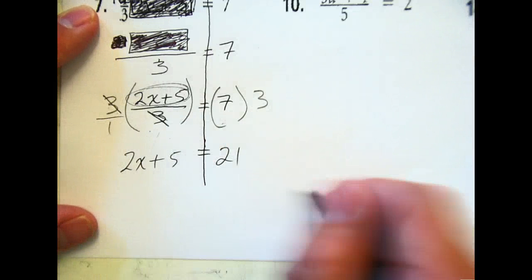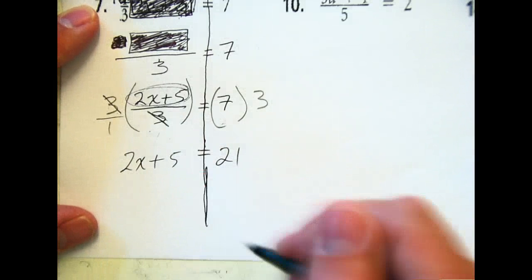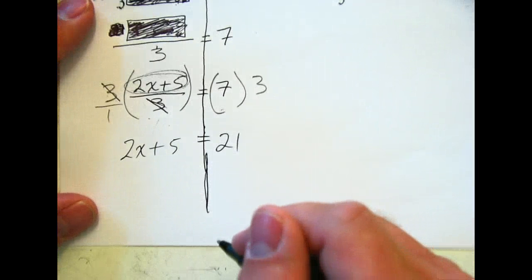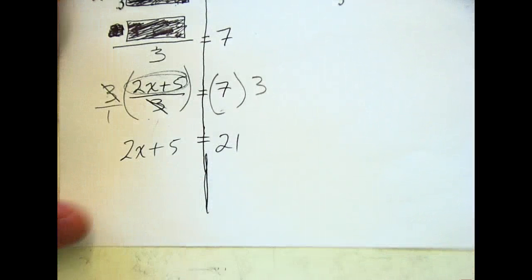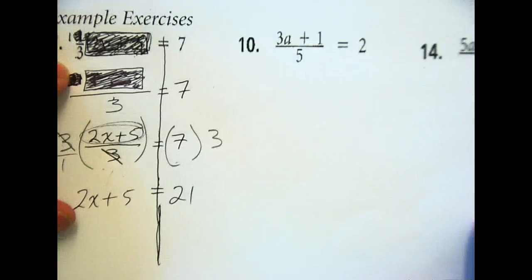So your 2x plus 5 equals 21, and from there, how many know how to solve that? Okay, I think most of you do. You've proven that on your quiz. All right. With that being said, any questions there?